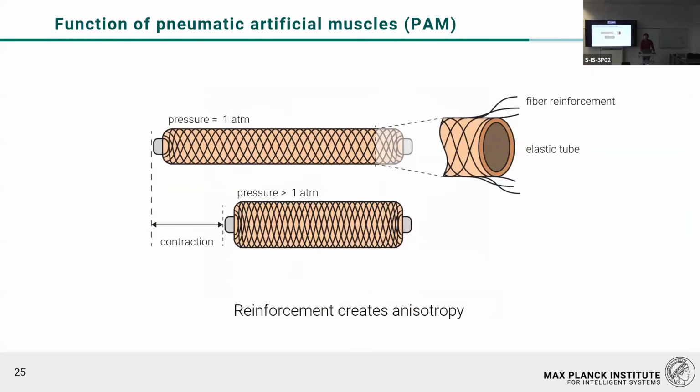So how does this actuator work? We have in essence an elastic tube and some sort of fiber reinforcement around it. Those fibers have a certain angle and a certain geometry. If we then start to pressurize, the tube wants to expand in all directions. But through this fiber reinforcement, we constrain the expansion into a linear movement, and the actuator starts to contract. So the reinforcement here acts to create anisotropy to achieve this linear movement.